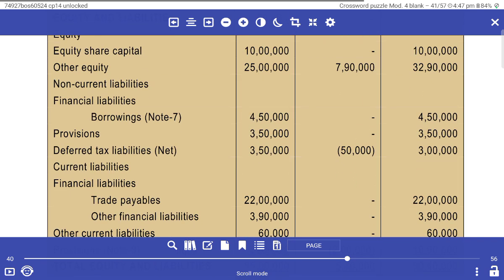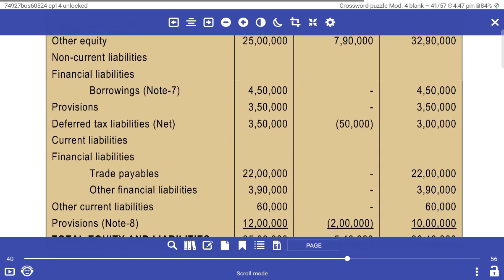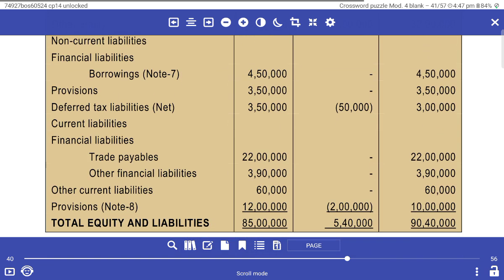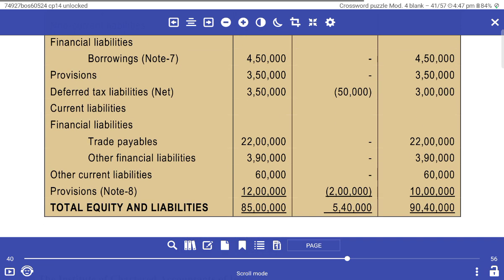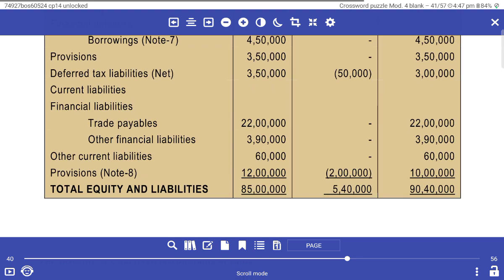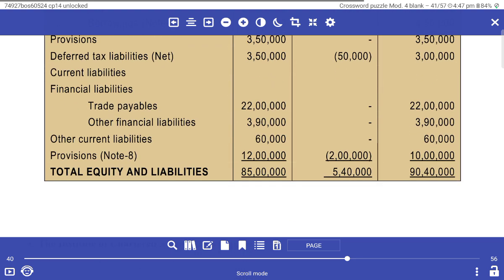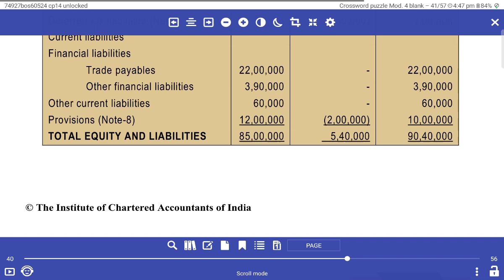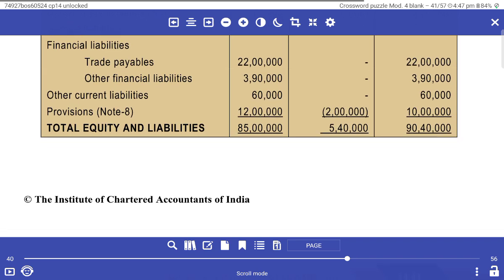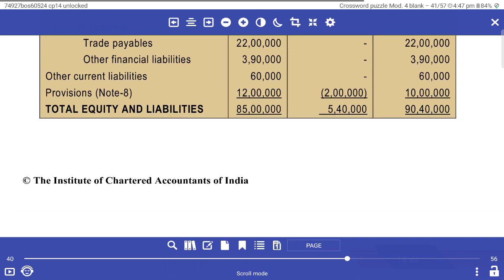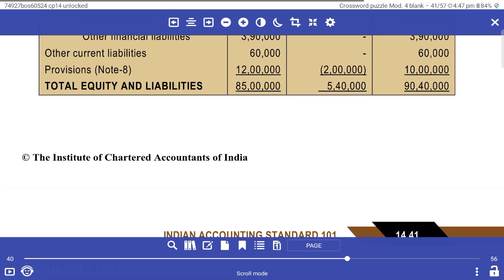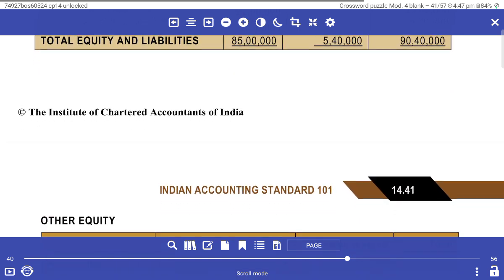Borrowing liability 90,000, provision 3 lakh 50,000, deferred tax liability minus 3 lakhs. Current liability: financial liability, trade payable 2 lakhs, other financial liability 39 lakhs and 38 lakh 20,000, other current liability 60,000, provision 12 lakhs minus 2 lakhs, 10 lakhs.